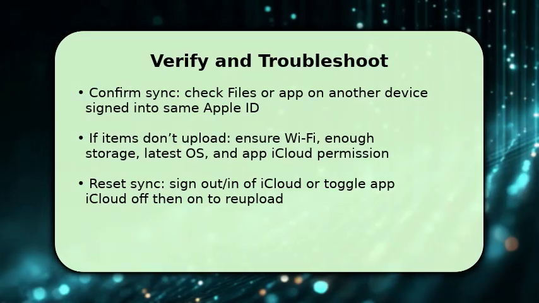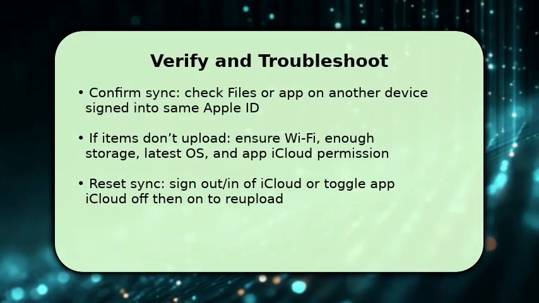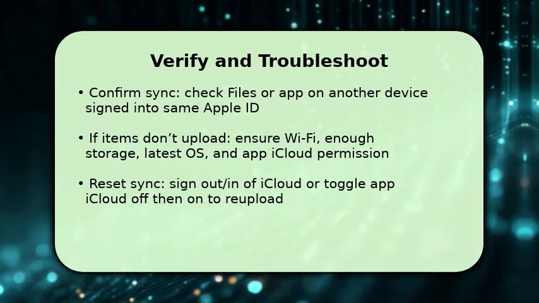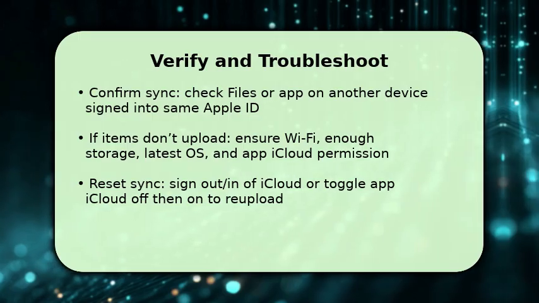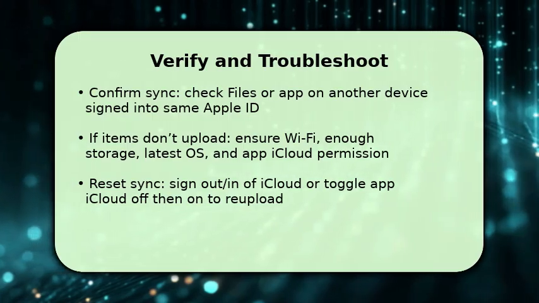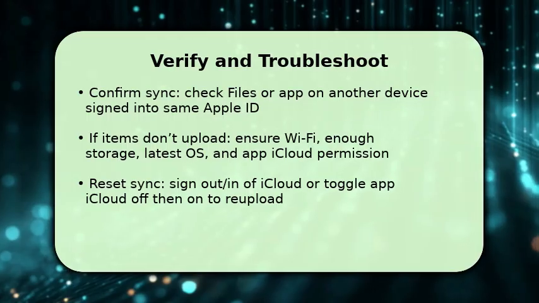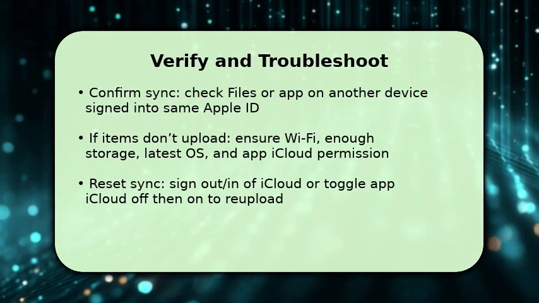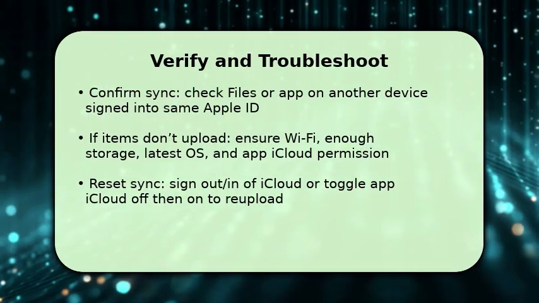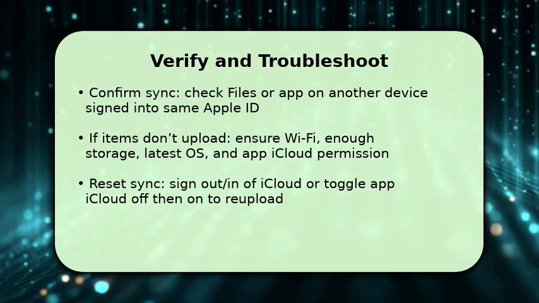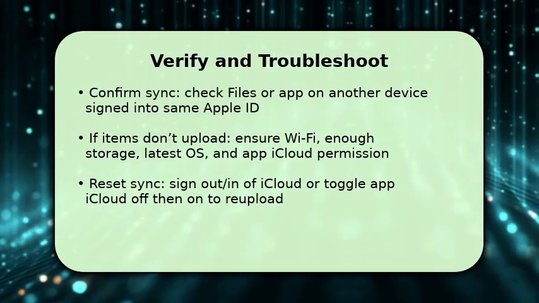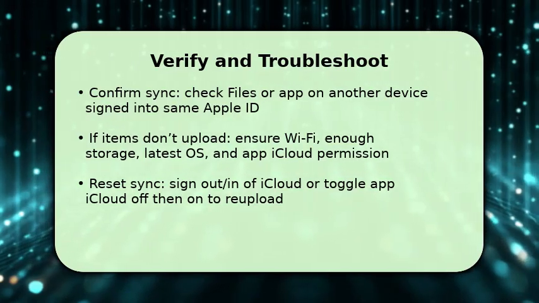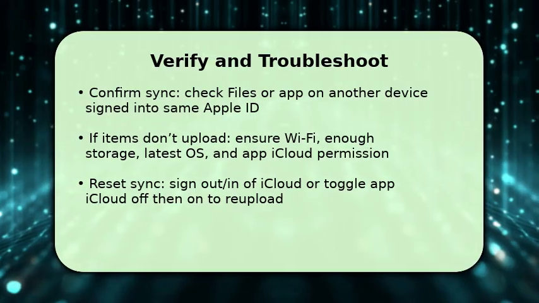Finish by verifying your apps and files are in iCloud. Open the Files app or the app itself on a second device with the same Apple ID to confirm items appear. If something didn't upload, make sure you're on Wi-Fi, you have enough iCloud space, the device runs the latest OS, and the app's iCloud permission is enabled. If issues persist, sign out and back into iCloud or toggle the app's iCloud setting off and on to force a reload. This resolves most sync hiccups.